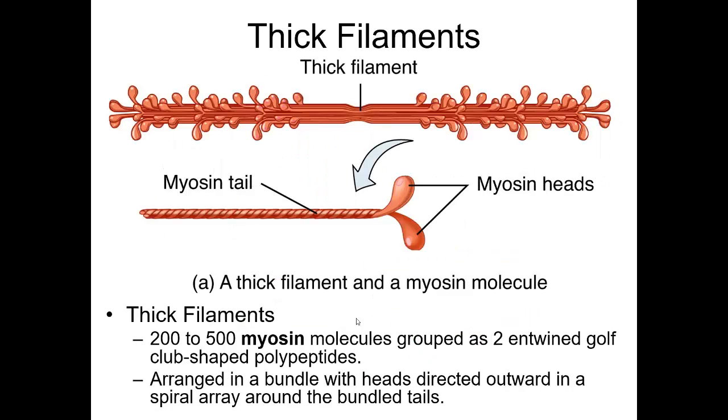Now each thick filament is made up of myosin, thin filaments are made up of actin. So myosin, each myosin molecule looks like two golf clubs taken together and their stalks intertwined. Now take two golf clubs, have their stalks intertwined, and you have these two clubs loose like this. So that's what they look like.